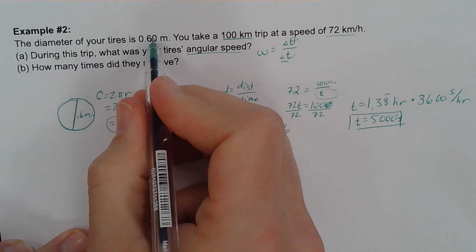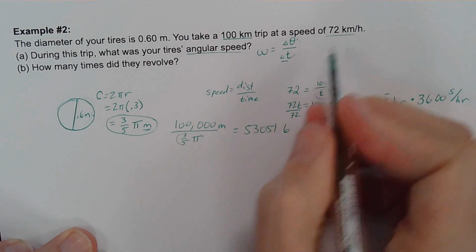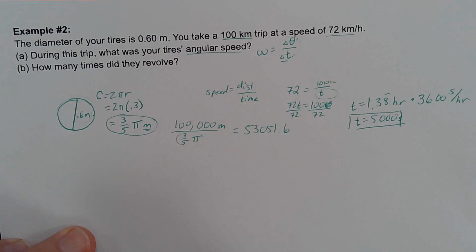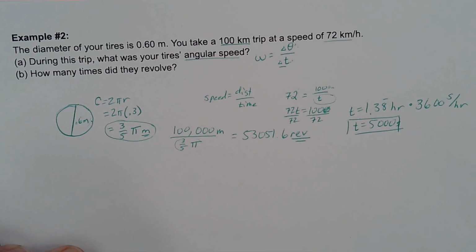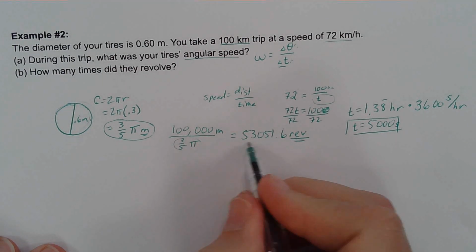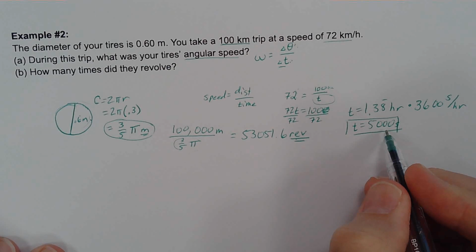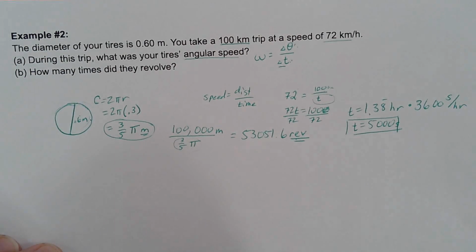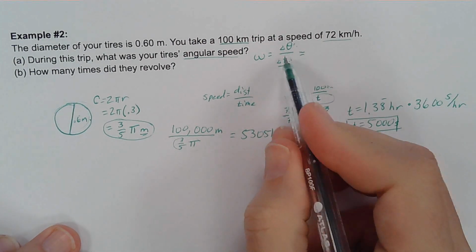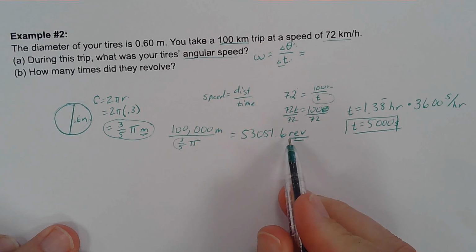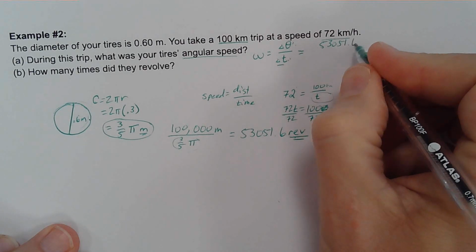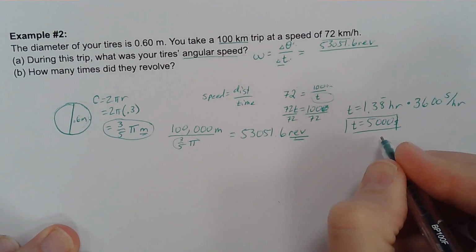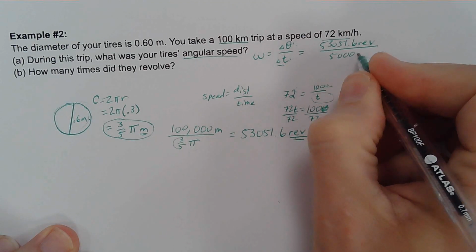I mean, it's only 2 sig figs here, I've only got 1 sig fig there, and I've got 2 sig figs there, so this is probably fine. All right, so that is the number of revolutions. So now I know the circle has to turn that many times in that much time. So now I'm going to put that together to get my angular speed. The angular speed, remember, is the angular displacement, which I could use revolutions here. So 53051.6 revolutions for 5,000 seconds.